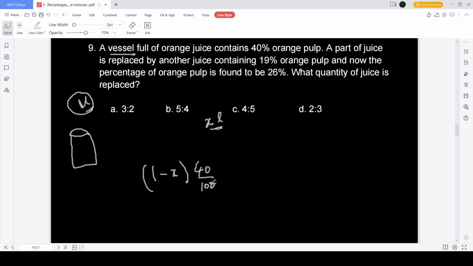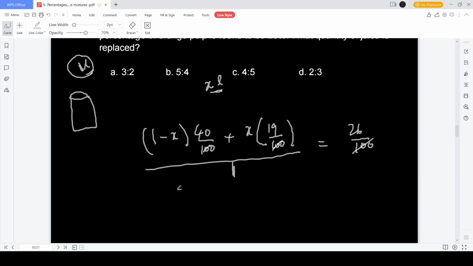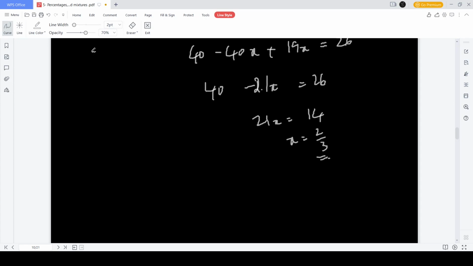So this becomes (1 minus x) into 40 by 100, plus x into 19 by 100, because this is the part of the 19% juice added, and you divide this by the volume, which is 1 liter, equal to 26 by 100. We can cancel 100 safely, and then we get 40 minus 40x plus 19x equal to 26. So we have 21x equal to 14, so x equal to 2 by 3. So 2/3 of the juice was replaced.